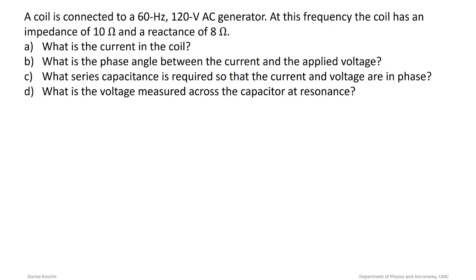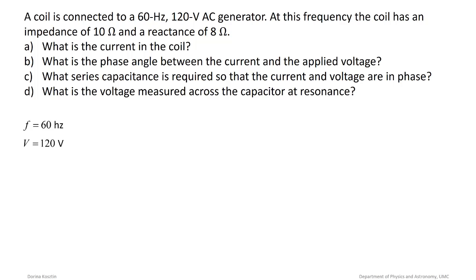A coil is connected to a 60 Hz, 120 volts AC generator. At this frequency, the coil has an impedance of 10 ohms and a reactance of 8 ohms. Let's write down what the problem gives us. The problem gives us the frequency of the generator, 60 Hz, and the maximum voltage across it, 120 volts.